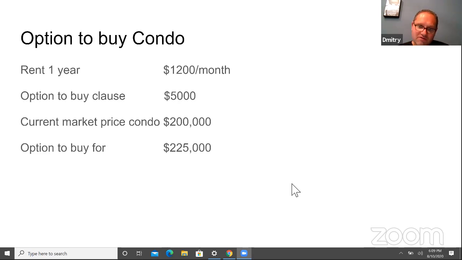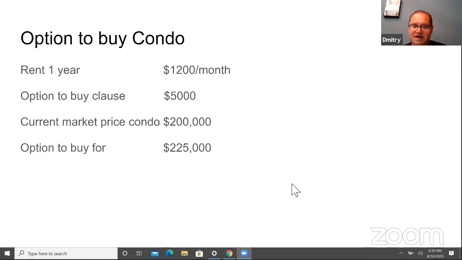So I took $5,000. That's my risk. If I walk away, I lose that. But I made 70,000. So you could see the return is an incredible return, right? That's what we call leverage, right?